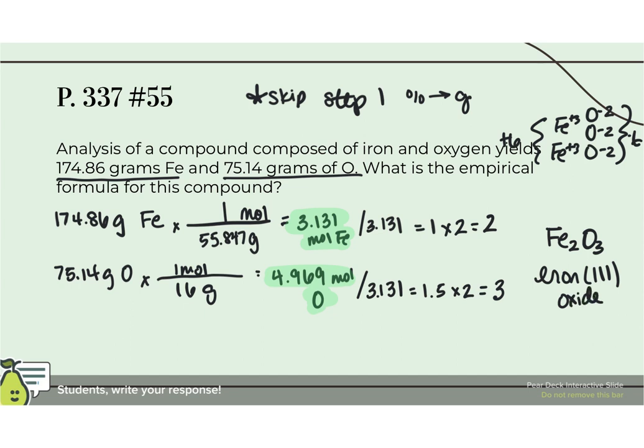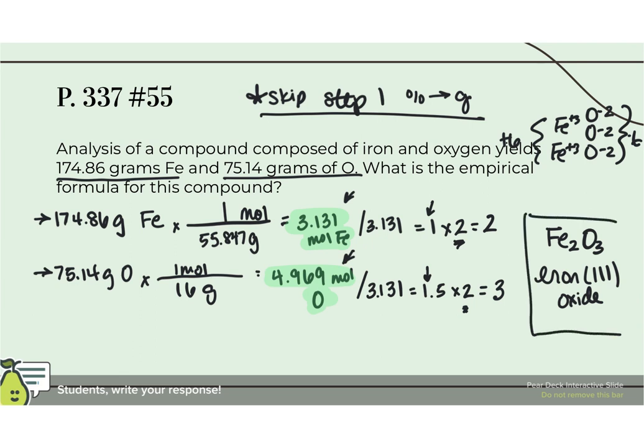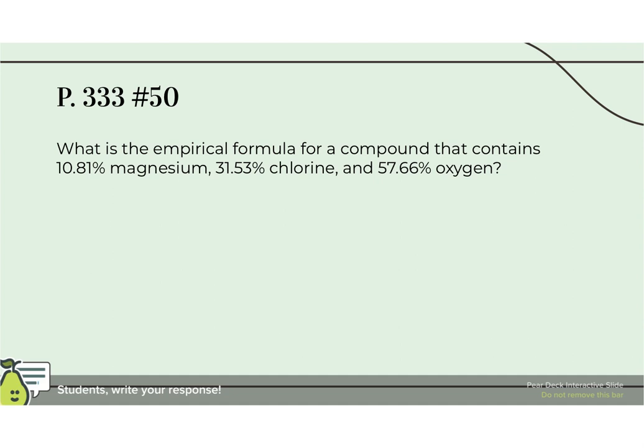Okay, so that's how I would solve this. Just to recap, I skipped step 1 because I already had grams. I then converted grams of iron and grams of oxygen into moles of iron and moles of oxygen. I then divided by the smallest answer I got in step 2. My result was 1 and 1.5, and I used a multiplier to turn 1.5 into a whole number, resulting in my final answer. So let's try another one together because practice makes permanent.